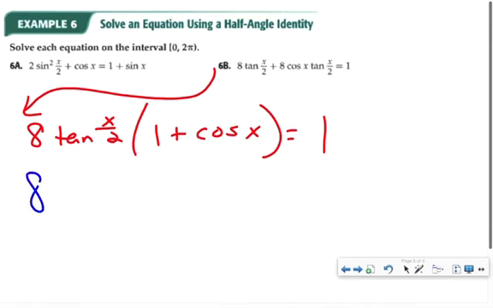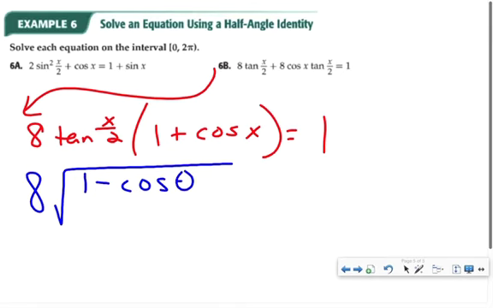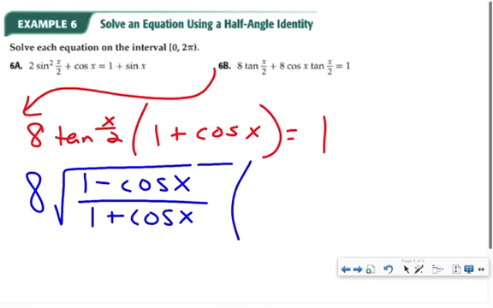Then I replace that tangent of x over 2 with that dreadful radical, 1 minus cosine x over 1 plus cosine x, times this 1 plus cosine x equals 1. At this point, probably the only manageable thing that I could do is square the whole equation.